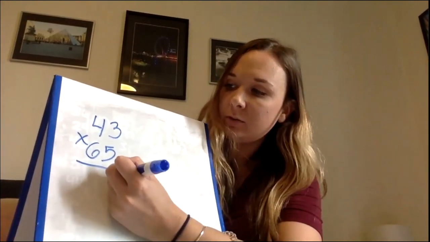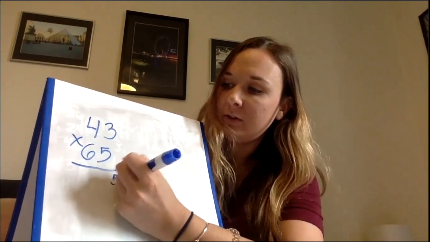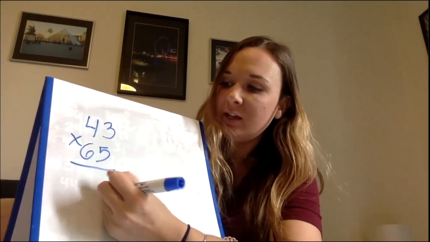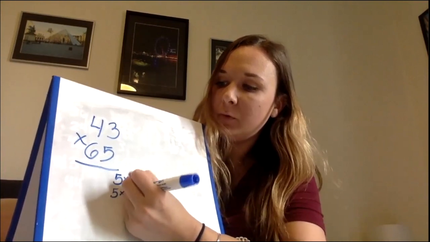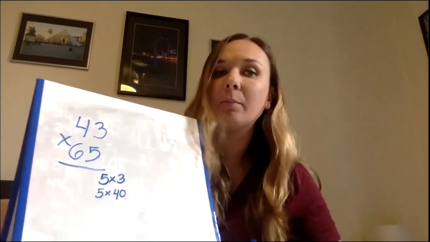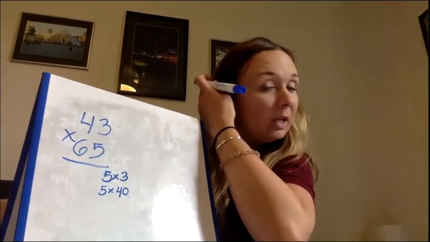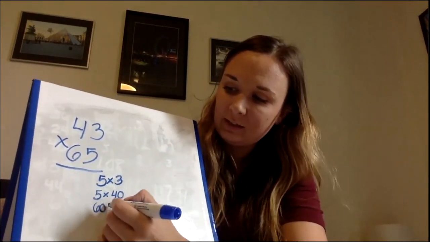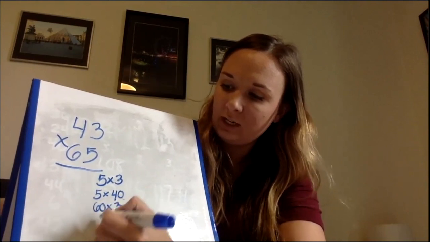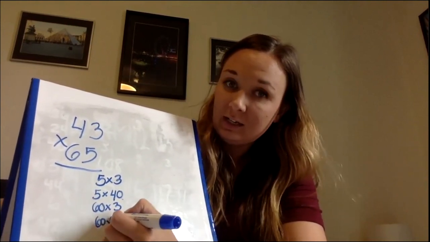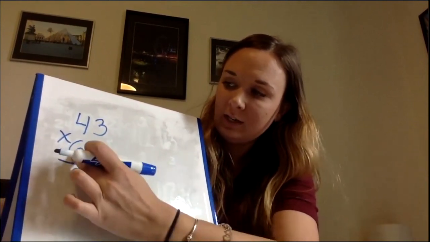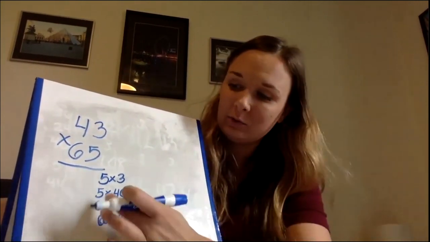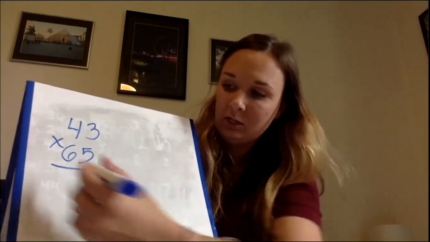The first one is going to come from my 5 times 3, and it's going to come from 5 times 40 because that 4 is in the tens place and it really represents 40. Then I'm going to do 60 because that 6 is in the tens place times 3 and 60 times 40. The 6 and 4 are in the tens place, meaning it's 6 tens and 4 tens, which is why I use 60 and 40 to represent them.